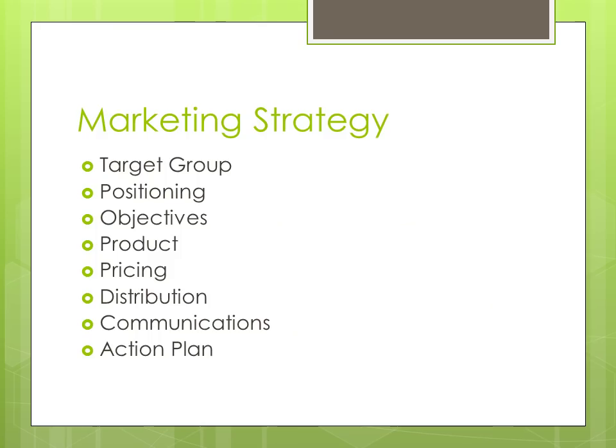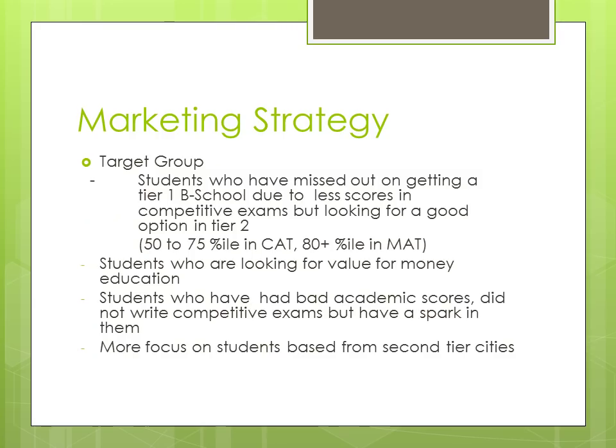So with this, we come to the end of the situation analysis, and we're going to start the marketing strategy. In marketing strategy, we are going to look at TG, positioning, objectives, product, pricing, distribution, communication, and action plan. In the marketing plan, we are defining the TG that Hogwarts Business School is looking at, and this is what it looks like.